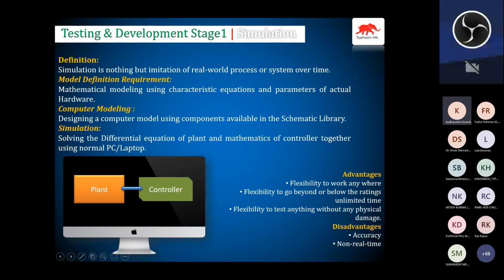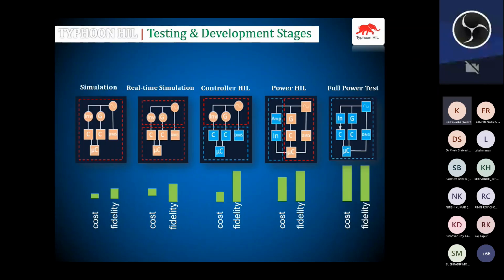Now the advantage you get here is that you have the flexibility to work anywhere. You can go beyond or below the rating. Suppose an induction motor works at 2 ampere, but its starting current can go up to 8 ampere; that flexibility you can enjoy with simulation. The disadvantage here is that you are working in non-real time, and regarding accuracy, you are not able to get accurate results as per your desire.